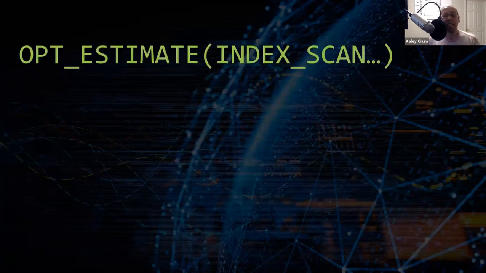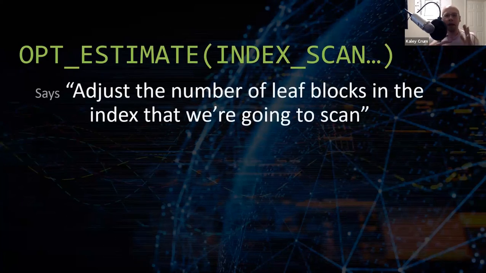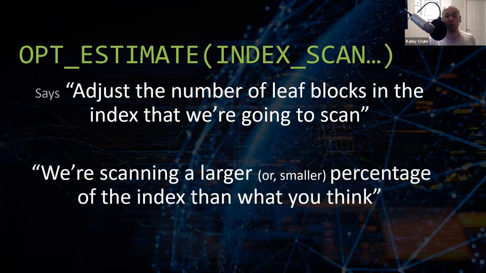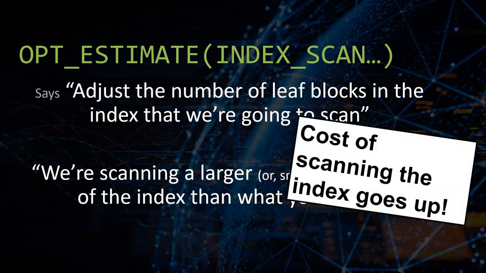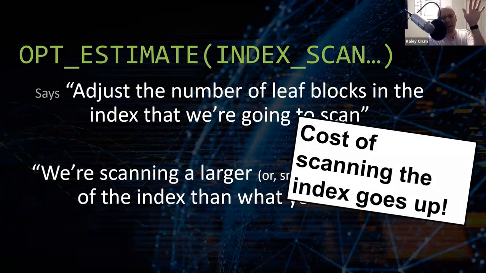The difference is that index scan tells Oracle that you need to adjust the amount of the index that we're going to be scanning. We're going to be scanning either more or fewer leaf blocks than you think for this particular index. So what we're telling Oracle is we're scanning a larger or smaller percentage of the index than what you think. And as a result, if we use index scan and we adjust the percentage of the index, the cost of scanning this index is going to go up, because that means we're reading an increased number of blocks inside this index.